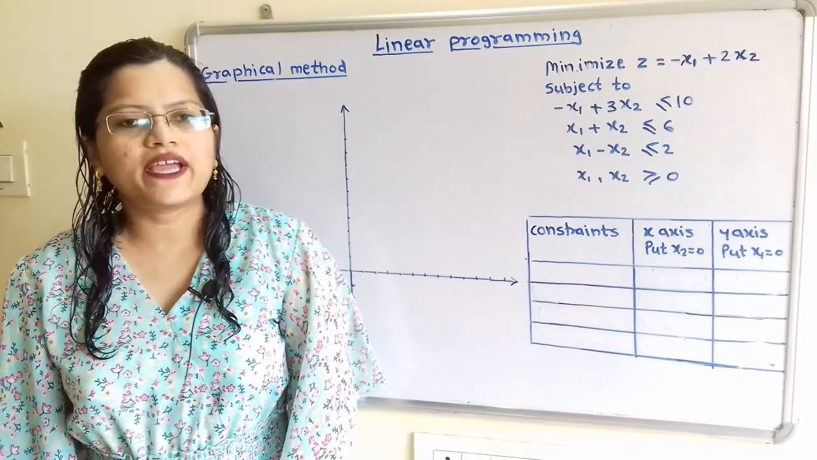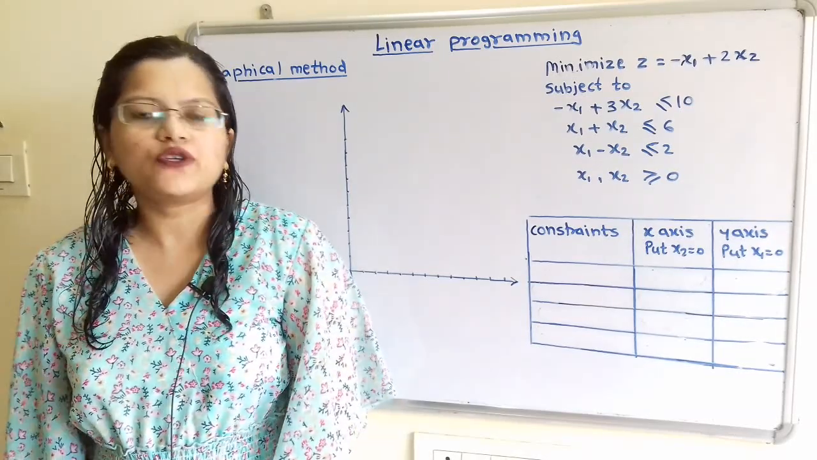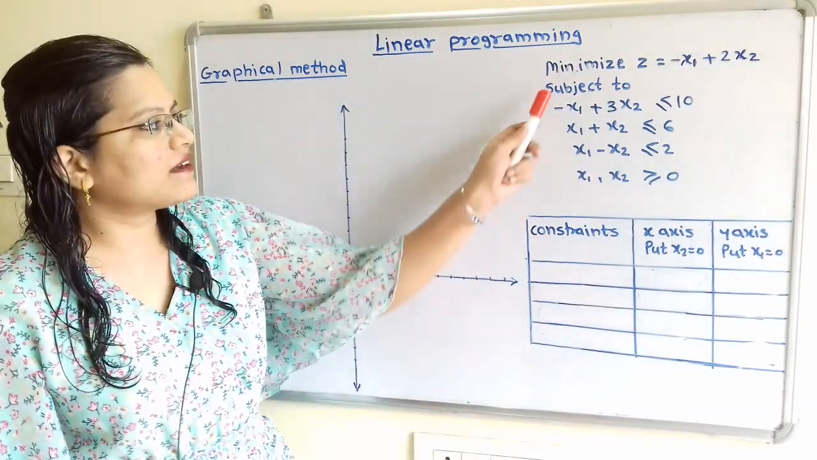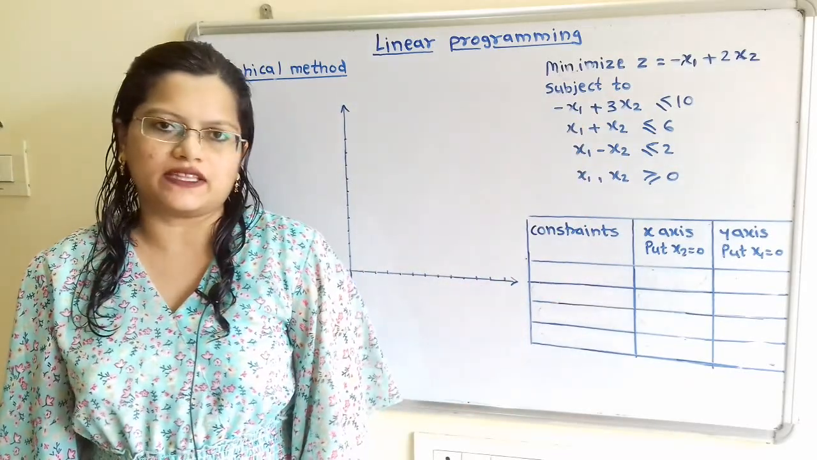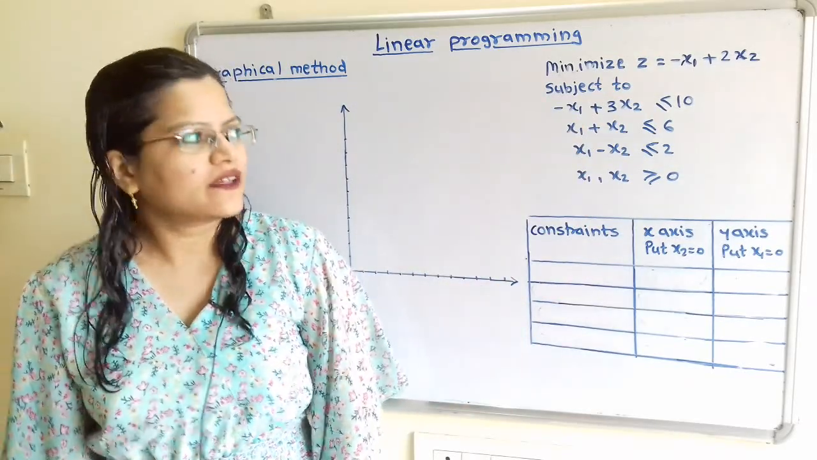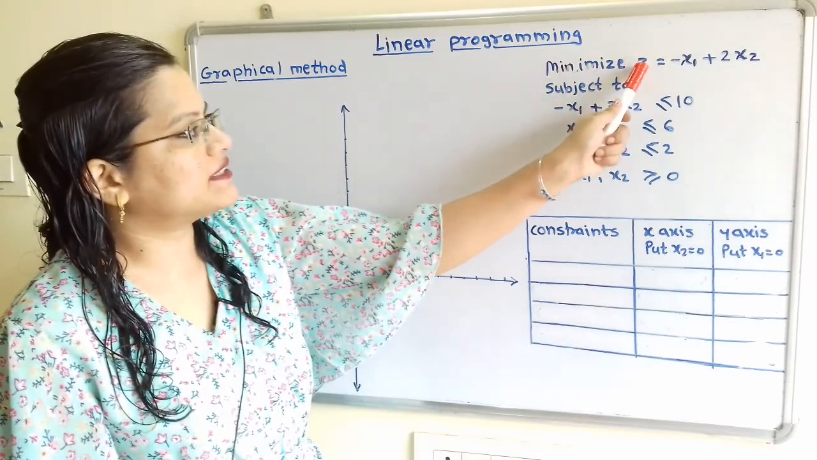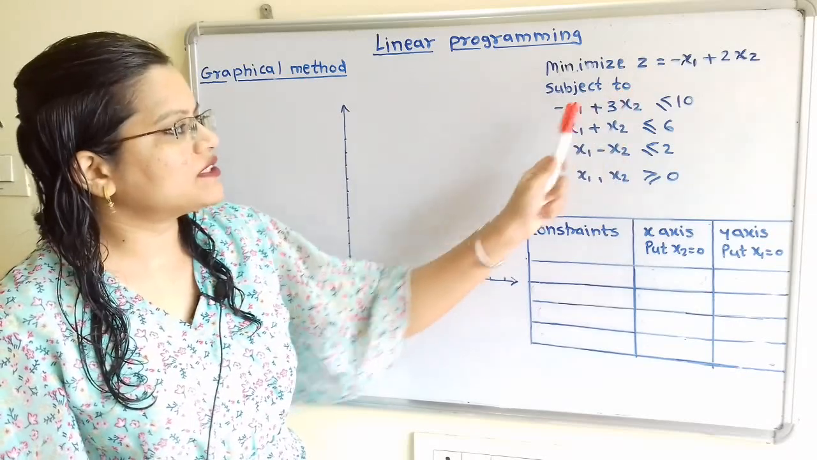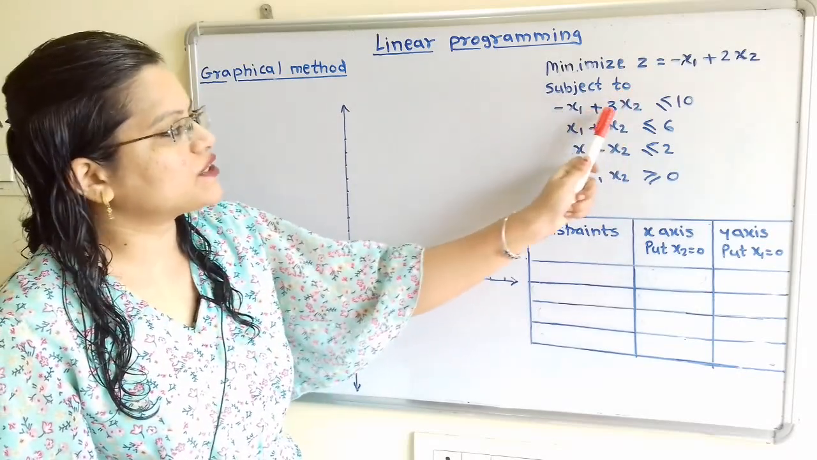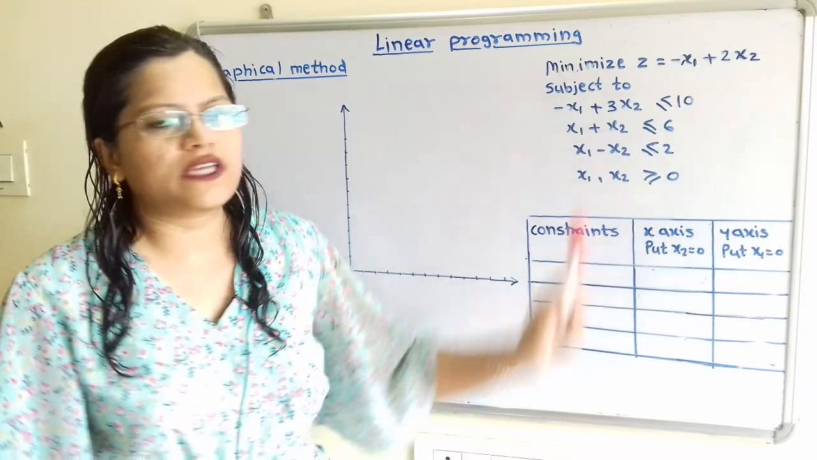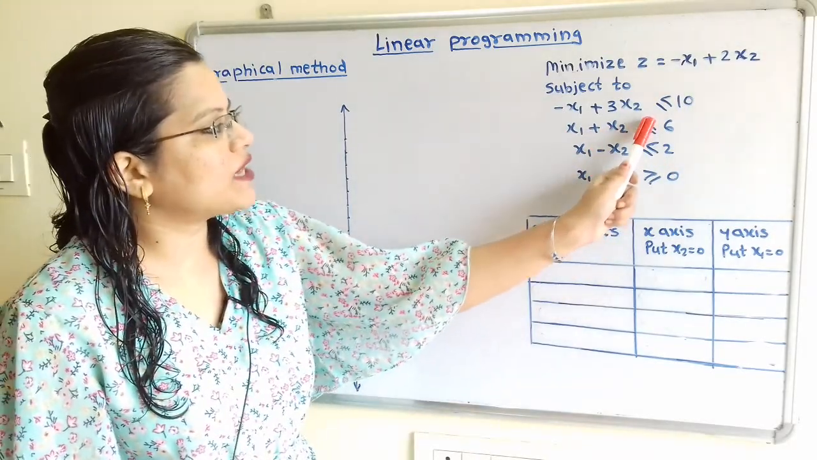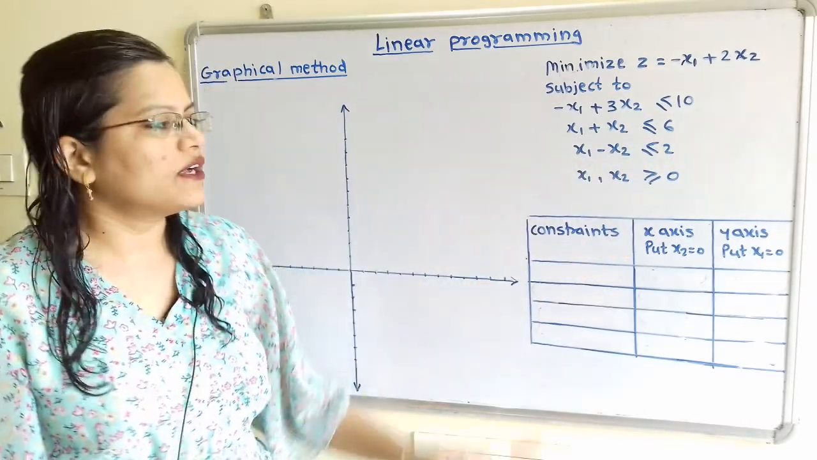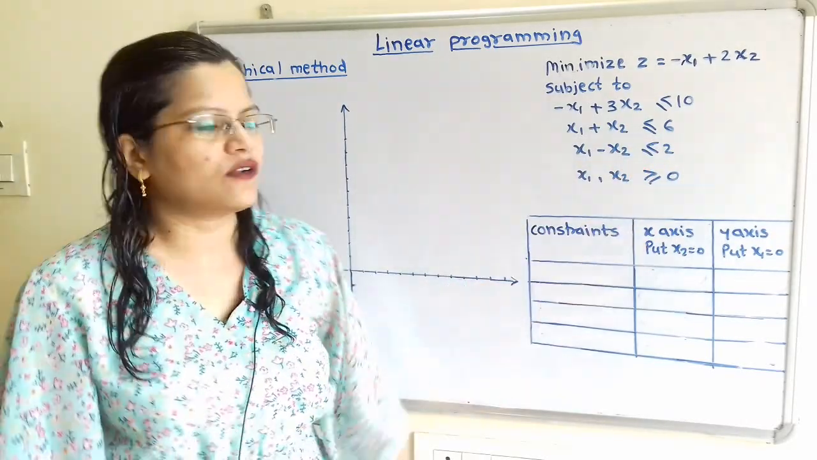In this video, we are going to understand how to use the graphical method for linear programming problems when the constraints are having negative sign. So here the question is, we have to minimize z is equal to minus x1 plus 2x2 subject to constraints. First constraint: minus x1 plus 3x2 less than or equal to 10, x1 plus x2 less than or equal to 6, x1 minus x2 less than or equal to 2, here x1 and x2 are greater than or equal to 0.